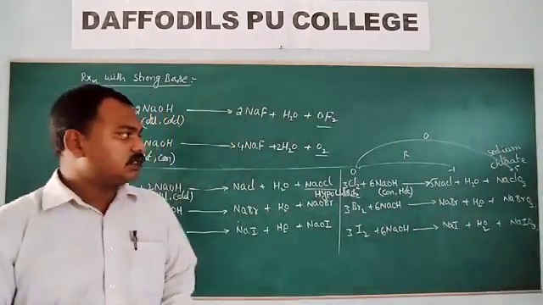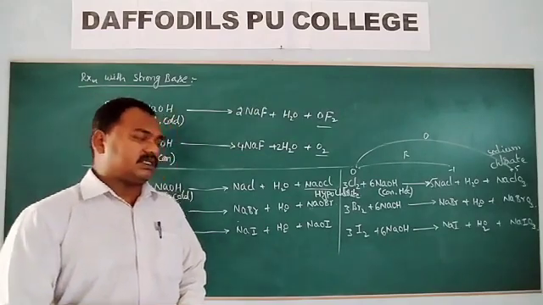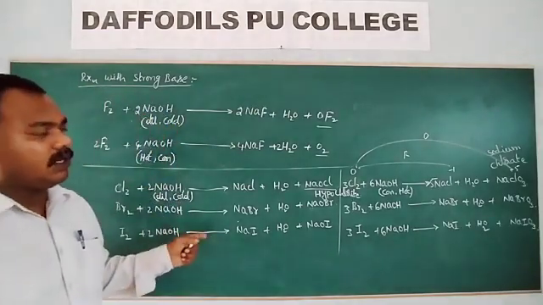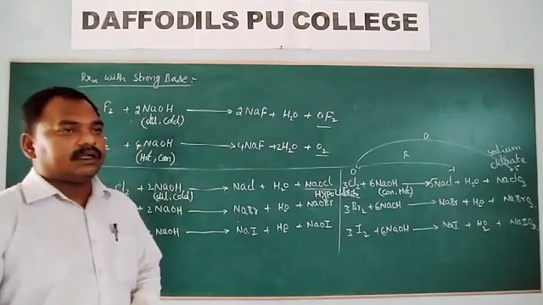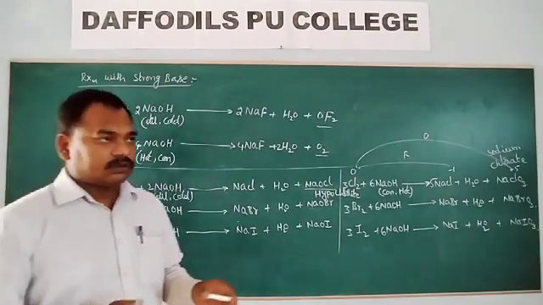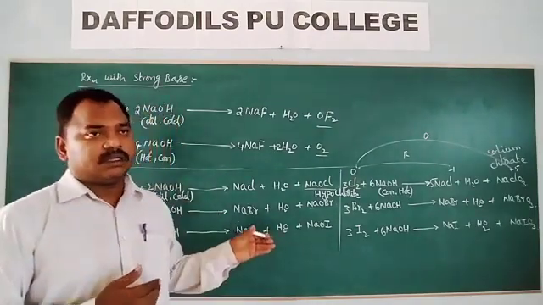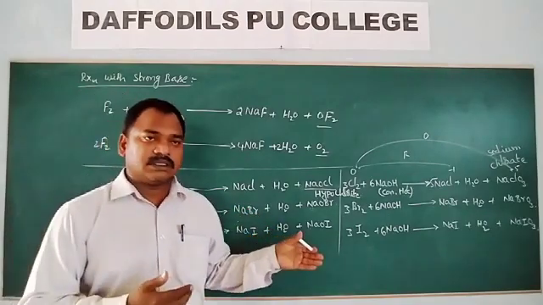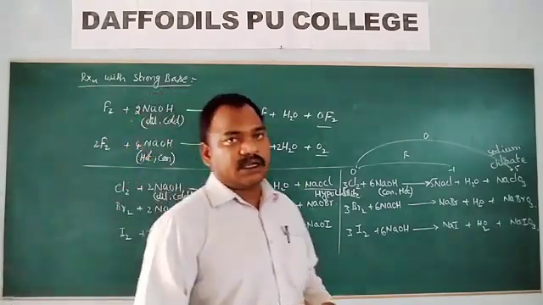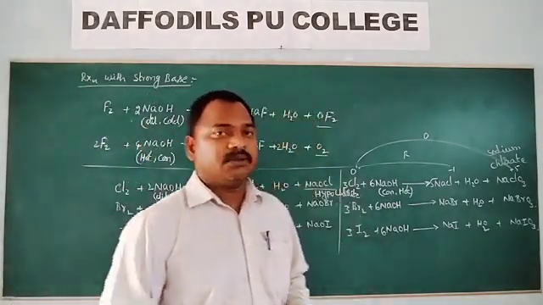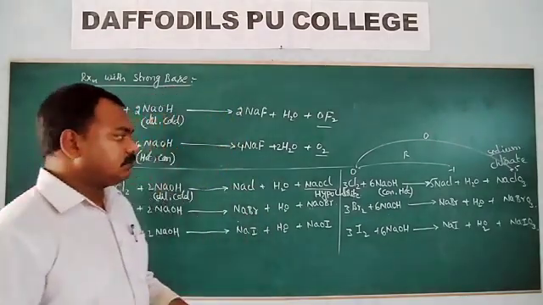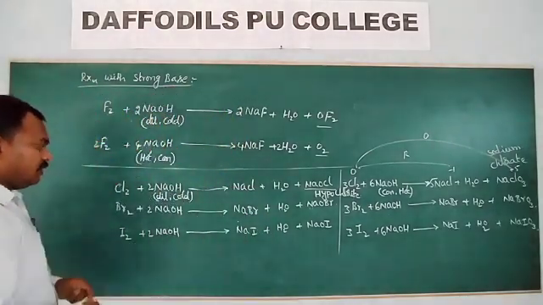So these are the reactions of fluorine, chlorine, bromine, iodine with strong bases. With the dilute and cold sodium hydroxide, these will give different products than when they react with hot and concentrated sodium hydroxide. So these reactions are important.